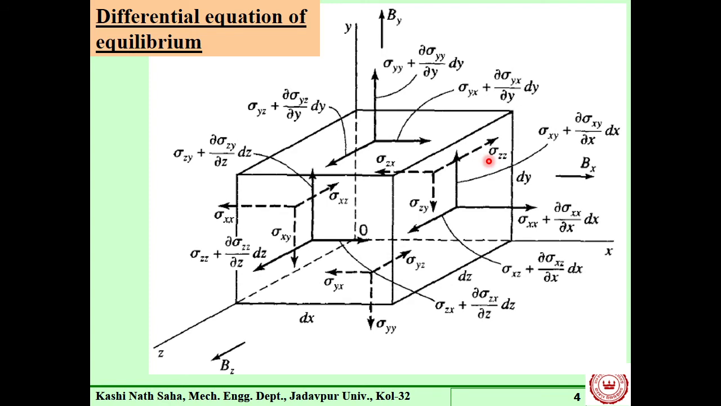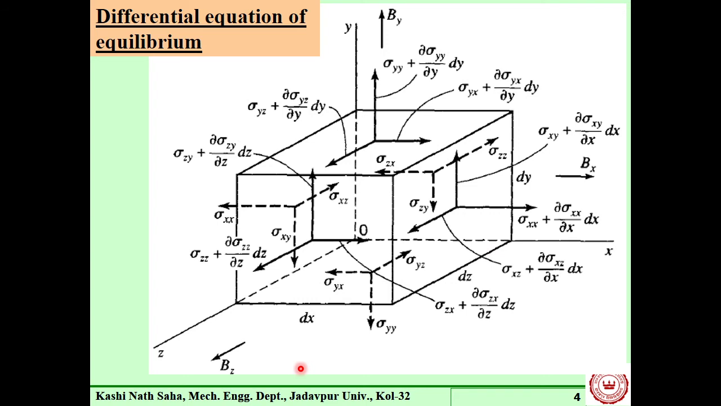So what we will do from here? The area of the six surfaces, there are six surfaces, they are known. This area is dy dz, then dx dy and dx dz. The stresses acting on those surfaces, they are also clear. We know what those things are, and we will find out what the net forces are along x, along y and along z.